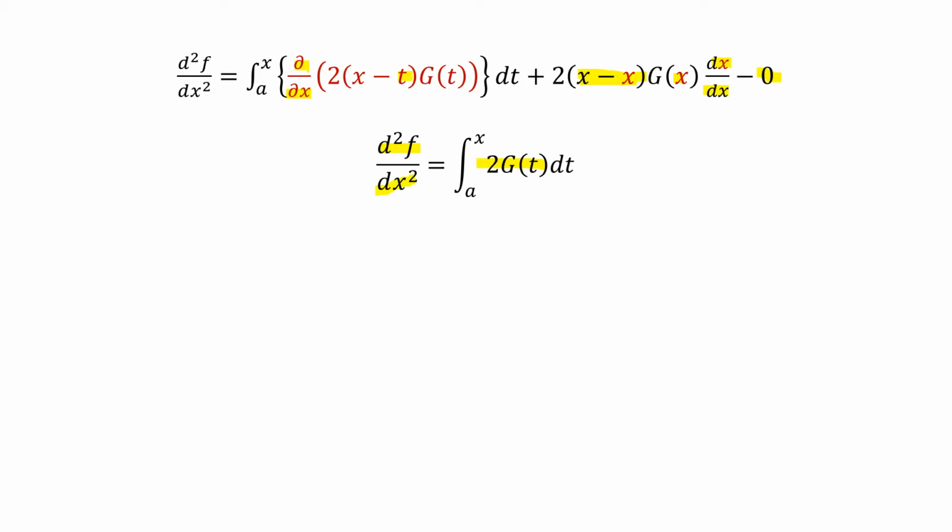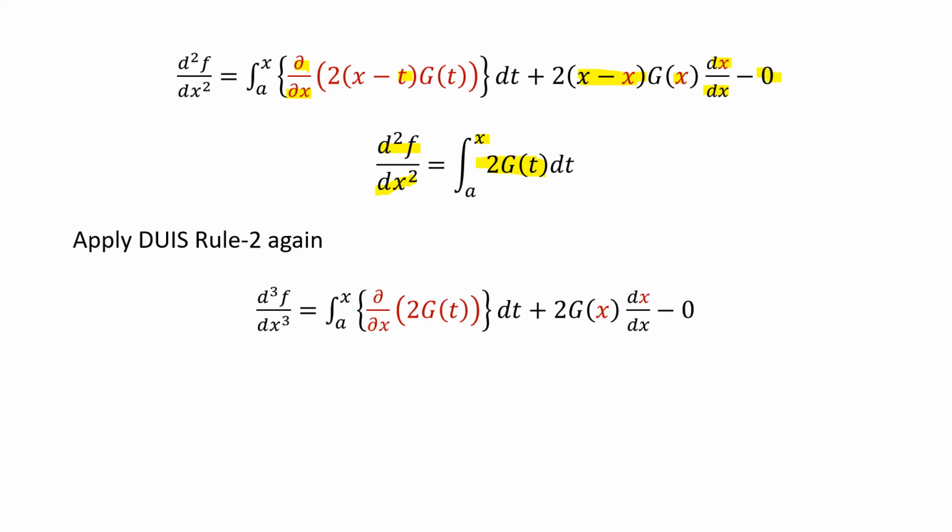So one more time we will apply this rule 2. Okay, so you will ask me that we are getting the parameter only as a limit, we are not getting it in the function. No problem, if you are not getting your parameter in the function, you are getting it only as a limit, then also you have to apply DUIS rule 2. Okay, so again one more time we will apply DUIS rule 2. So we will get d cube f by dx cube.